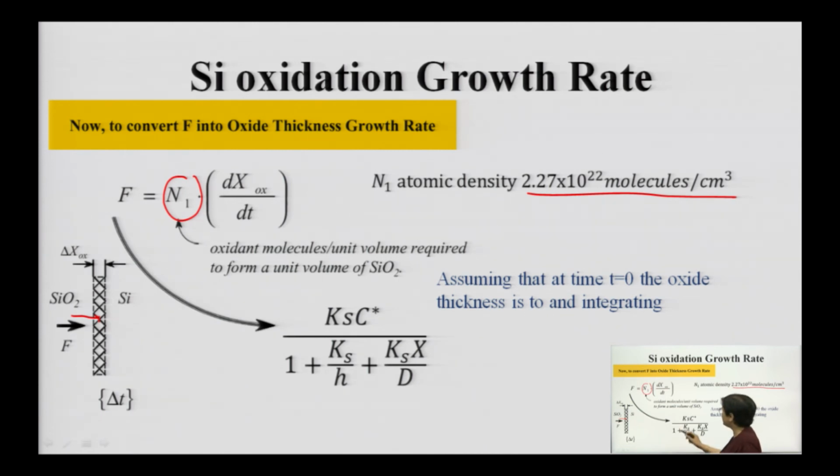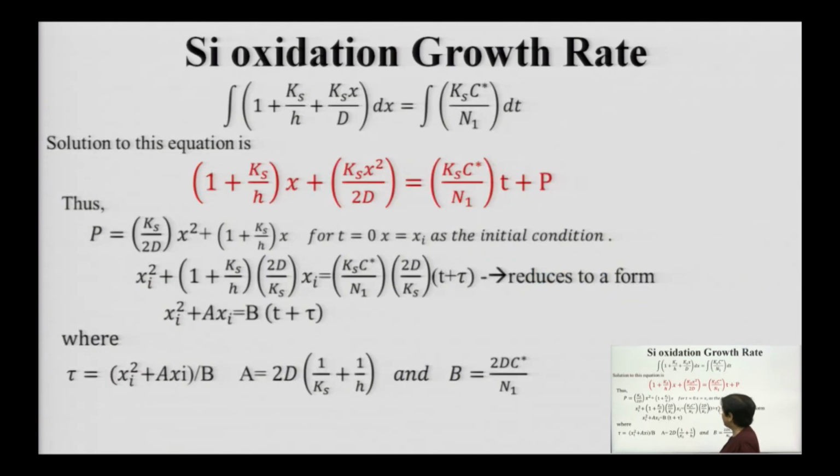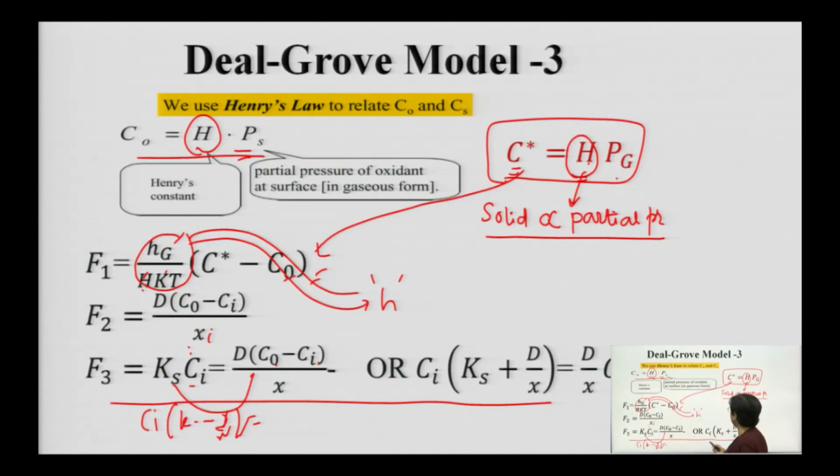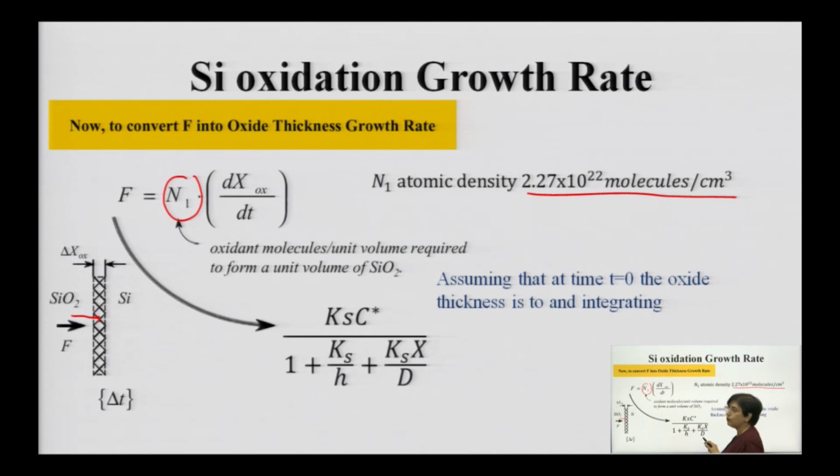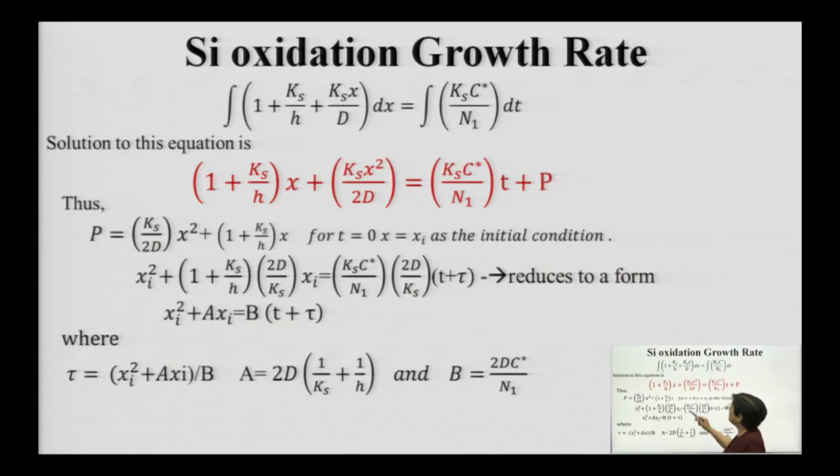Putting the same flux value, and from the previous equation, I put this particular value. When I substitute the value of flux and integrate these two values, I assume an initial condition xi. The solution of this integration will be 1 plus Ks by h into xi. If the initial condition is x, then Ks x square by 2D is equal to Ks C star divided by N1 into t plus p, where p is the constant of integration.